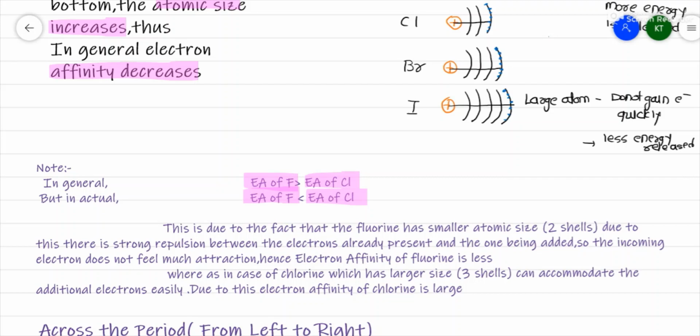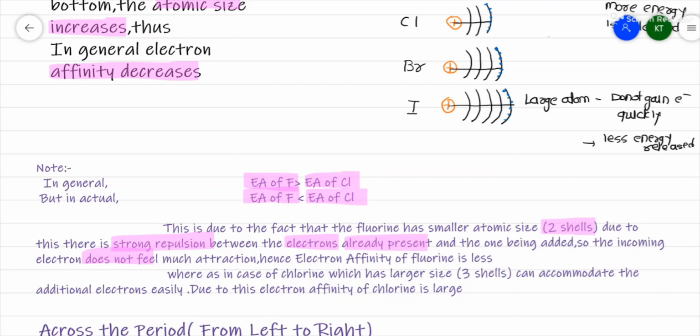Now fluorine, as we have mentioned above, has 2 shells, so the space is very small. Due to this, the electrons which are already present in those 2 shells generate a strong repulsion between them. So in a smaller space, the electrons already present generate a strong repulsion. Due to this, the incoming electron does not feel much attraction from the nucleus, because the nucleus is busy controlling the quarrels between the two electrons.